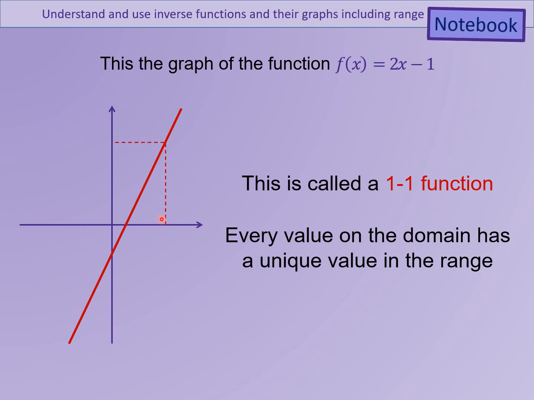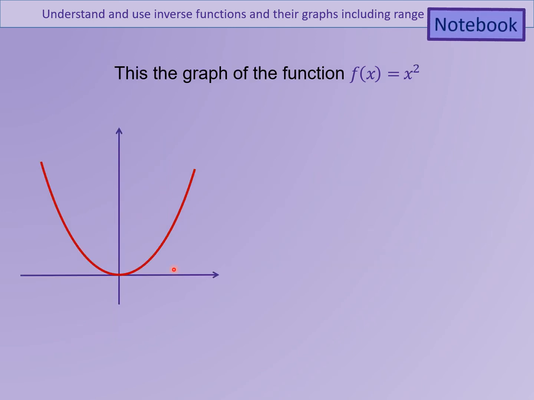There's another example. If I put the number 4 into there, then I'm going to get 4 times 2 is 8, minus 1 is 7. Nothing else can get me 7. And if I put 7 as my y value, nothing else will get me 4. Right, look at the graph of f of x equals x squared.